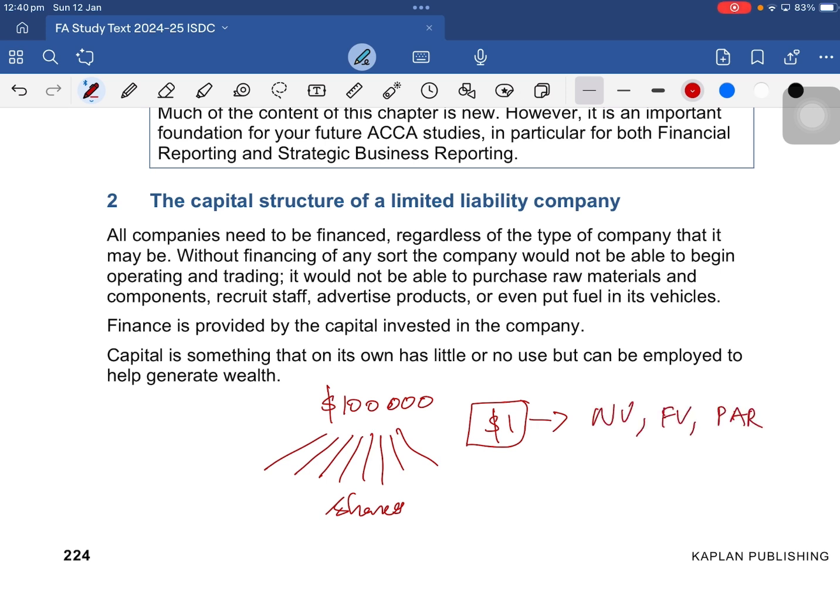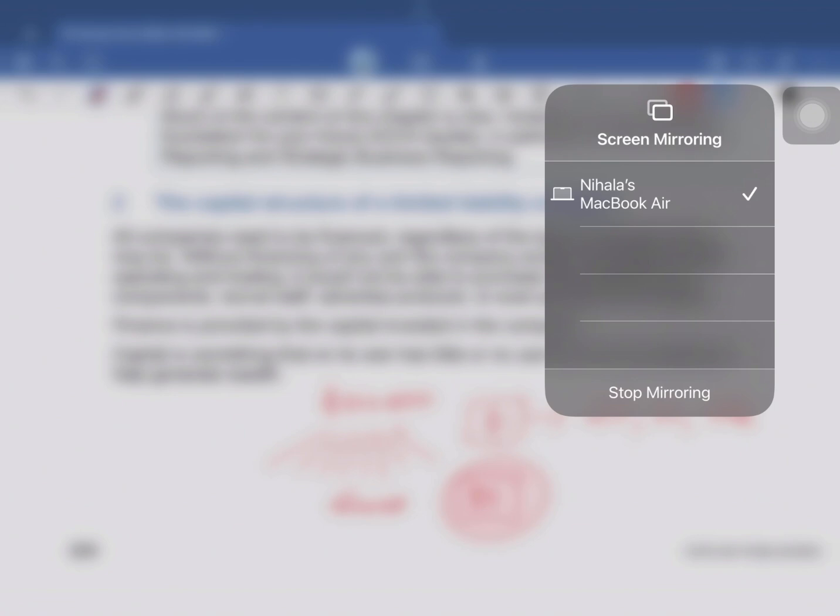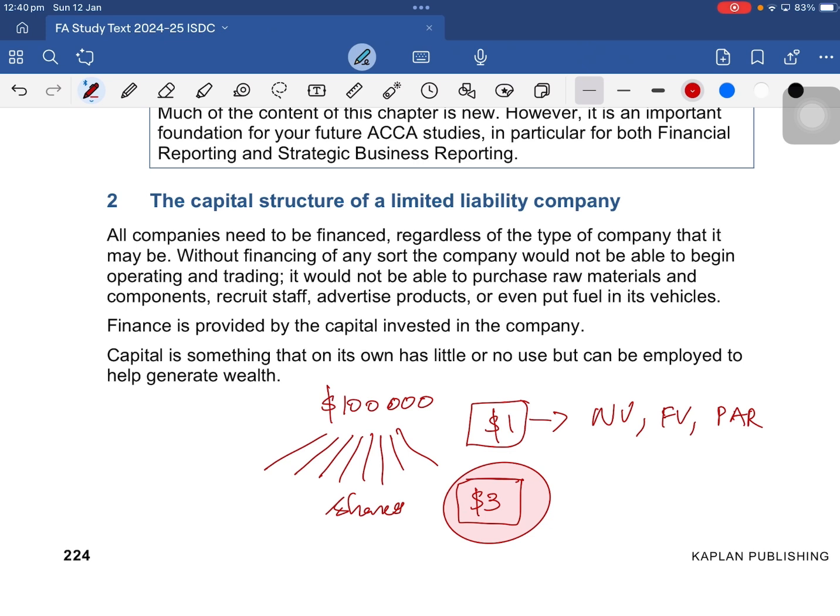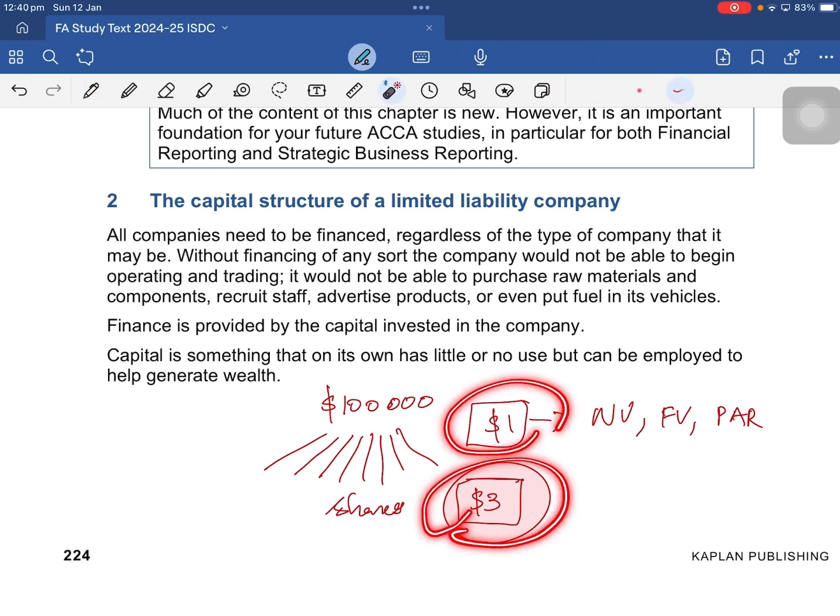Understood? But it is different from what the market actually perceives those shares to be worth. So for example, the market might make it $3 per share. So in such a case, this is the market value, and this is the par value. Understood, no?